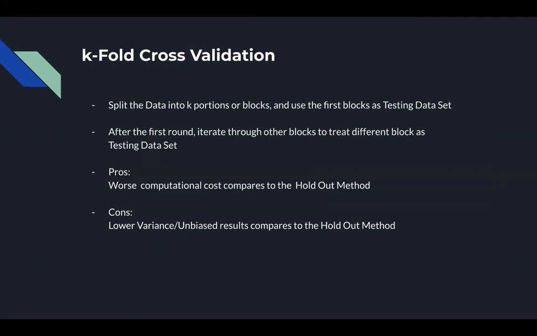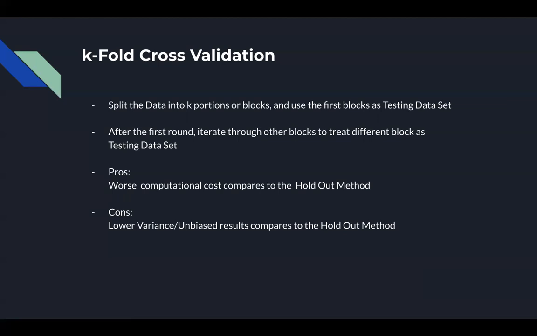Now, we're going to talk about k-fold cross-validation. In this technique, we divide the whole data set into k portions or blocks. While k can be any number, k equals 5 and k equals 10 are most commonly used. Suppose we have a data set and divide it into 5 portions. We will use the first 4 blocks of data as training data, and the last block as testing data. Also, since we are dividing the data into 5 blocks, this is also called 5-fold cross-validation.